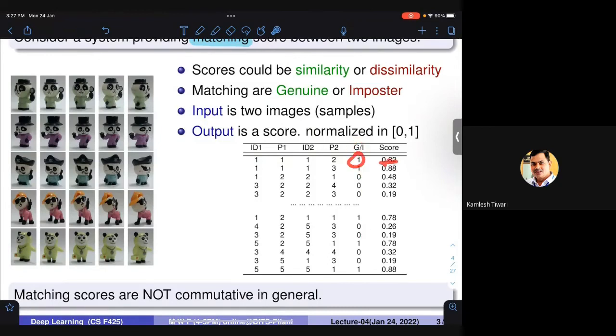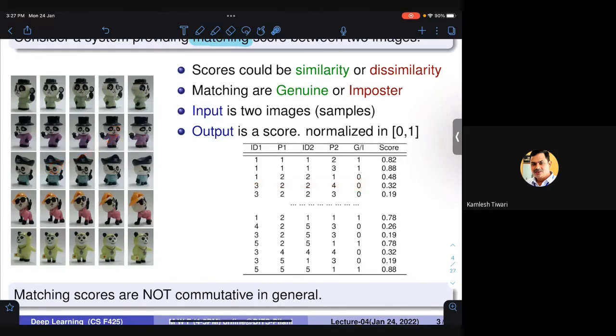Let's assume that some method has given a score of 0.82. I'm not going into that detail. Image 1 1 is matched with 1 3, and then it is matched with this. The score is this. This way it is going to be matched with this. The score is this. 3 2 is matched with 2 4. This match, and you can see that it is an imposter one.